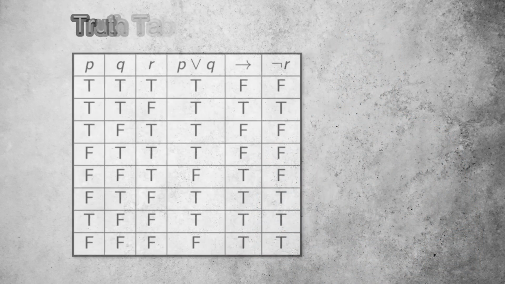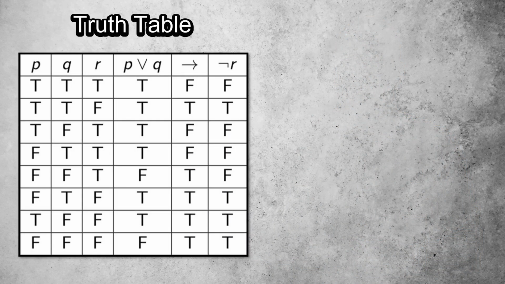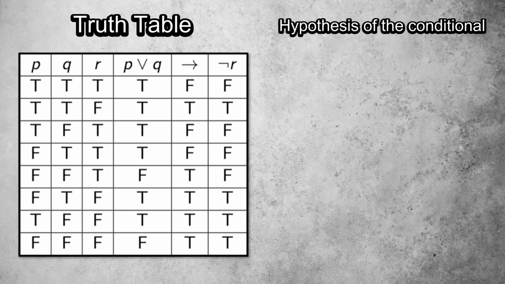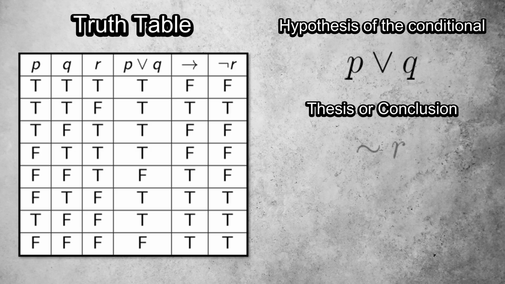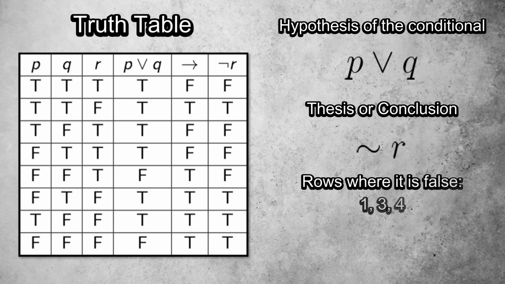As you can notice, here we have three propositional variables, and the propositional formula is an if-then statement where the hypothesis is P or Q and the thesis is not R. Therefore, we know that this formula is false whenever the hypothesis, meaning P or Q, is true and the thesis, meaning not R, is false. In any other case, we obtain that this propositional formula is true.